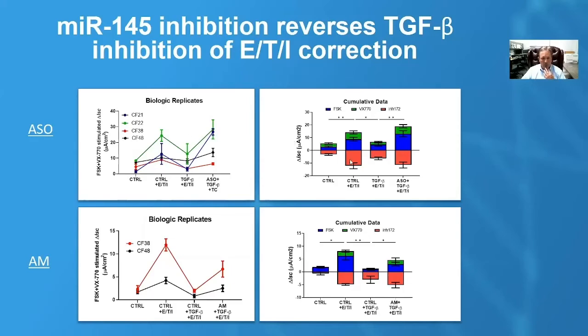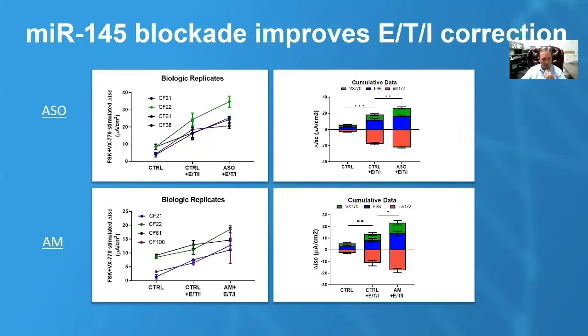Again, if you look at the cumulative data to the right, it's a little bit of a clearer picture. With control, CFTR correction is robust, TGF inhibition is profound, and the ASO fully restores CFTR correction. We see a similar picture with the antagonist, again emphasizing how potent of an inhibitor TGF-beta is to CFTR correction.